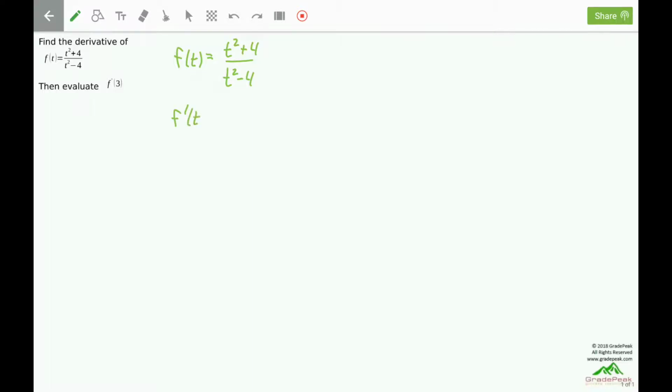F prime of t, the derivative, will be the derivative of the numerator. The derivative of t squared will be, bring the power down, 2t to the first. The derivative of the 4 will be a 0. Derivative of the numerator times the denominator left alone, minus the numerator left alone times the derivative of the denominator, which will be a 2t, and then the derivative of the minus 4 will be a 0. All over the denominator squared, all over (t squared minus 4) quantity squared.